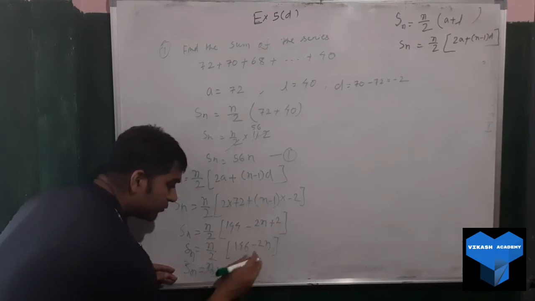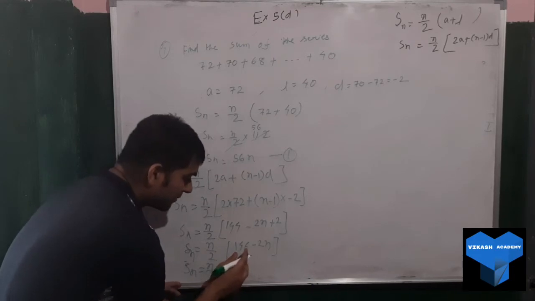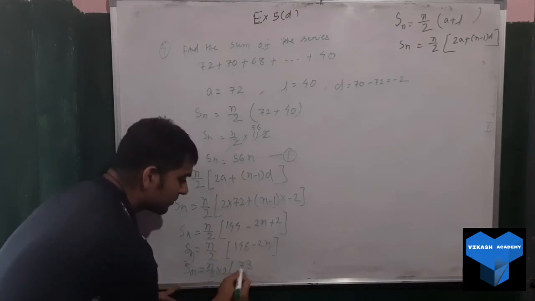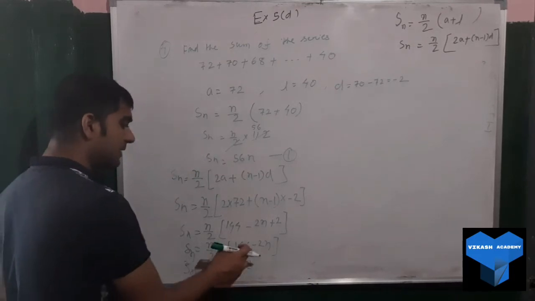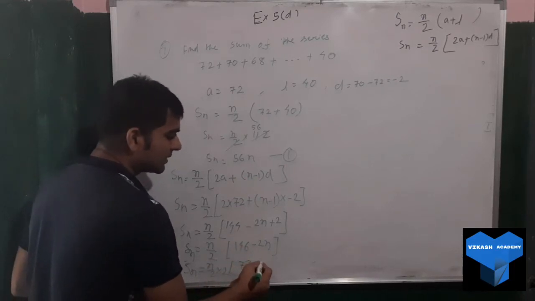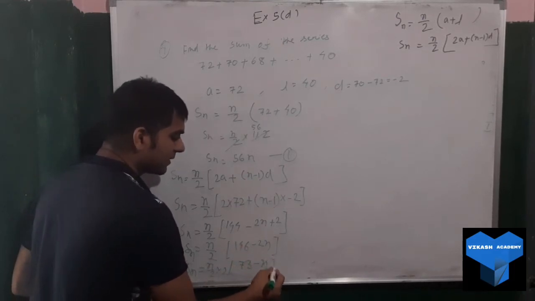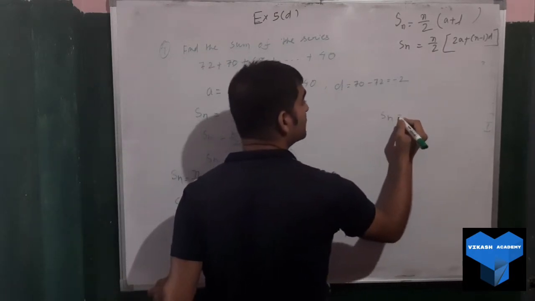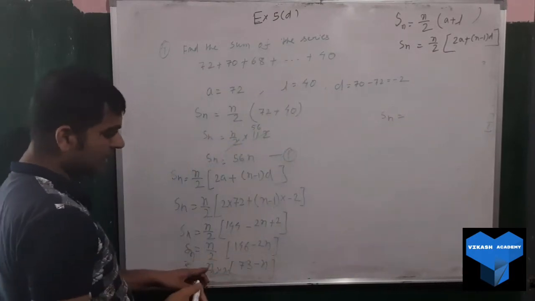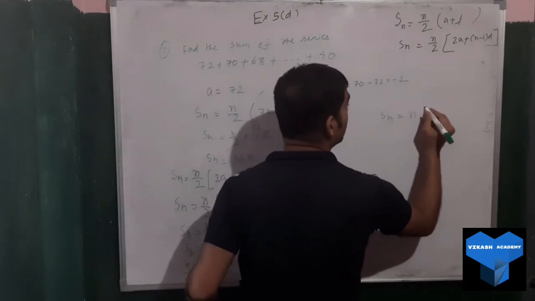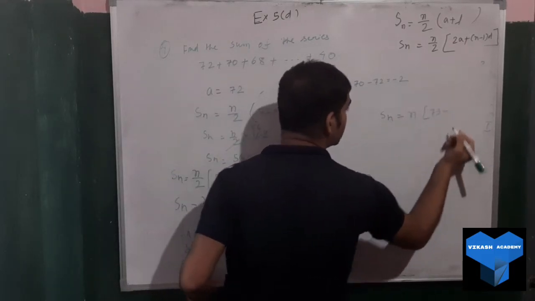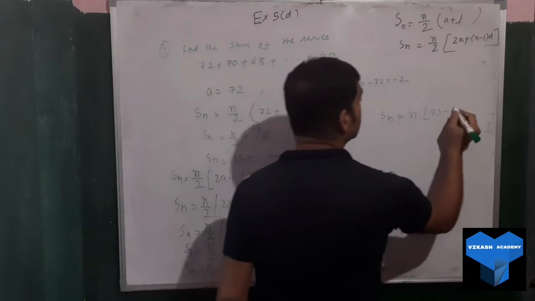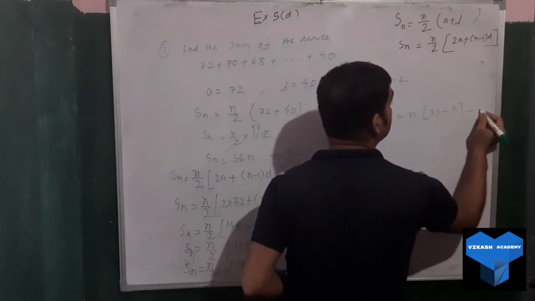When we take common 2, we will have 2 3s are 6, 2 7s are 14, so we are taking 2 common. What is left? n. Cancel here 2 and 2, so we will get S_n equal to n, then 73 minus n. Then this one you make equation 2.